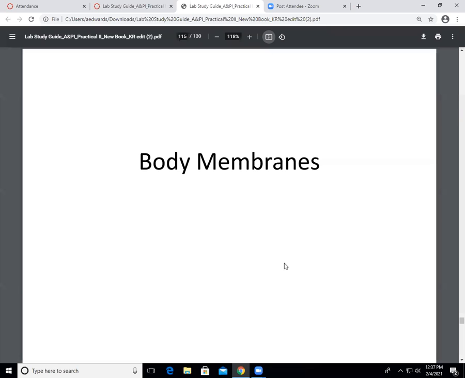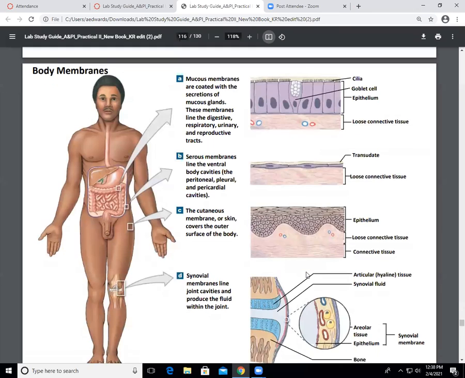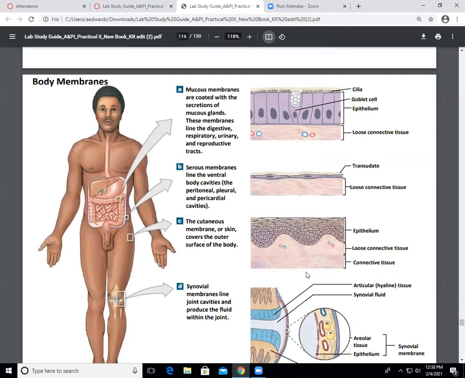All right, so we finished last class talking about tissues, and then let's kind of layer on top of that with body membranes. So there's 4 body membranes you need to know, okay? You've got mucous membranes, serous membranes, cutaneous membranes, and synovial membranes, all right? And we'll go through these individually.